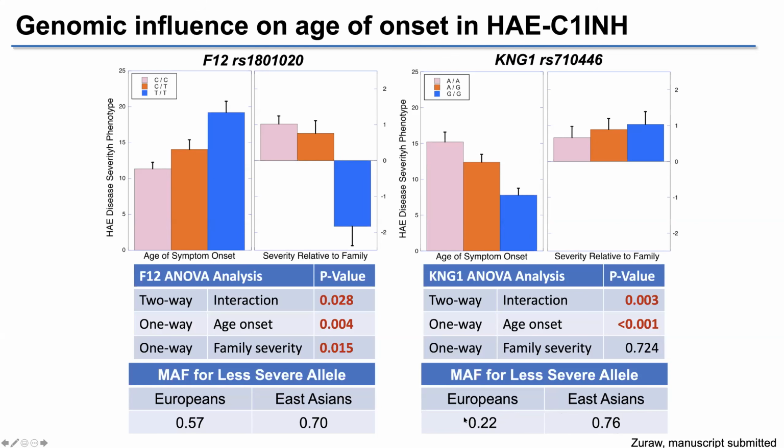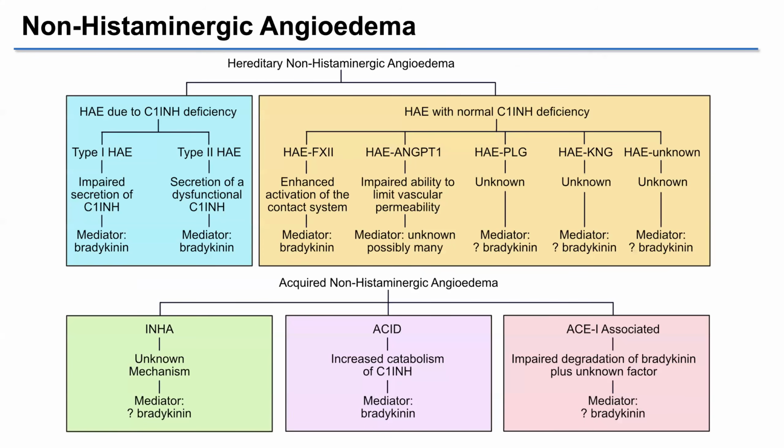And in fact, when we looked at our patients and just looked at the people who had the less severe allele for factor 12 and kininogen, we got an average age of symptom onset in the early 20s. So I think that it's an interesting observation that may indicate that there's some truth in the Japanese saying that their patients are in general less severely affected.